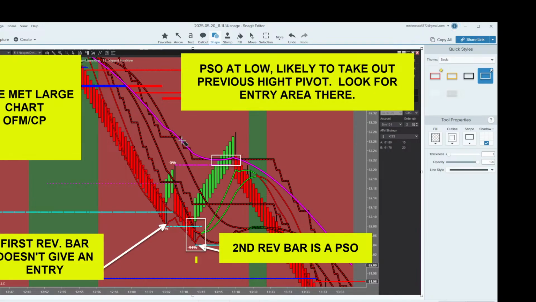I'm looking for the short trade, and it doesn't happen. And then when it creates the pivot stop out, I say to myself, all right, they're likely to take out that previous pivot. What do I have for entry there? There's your mid band. All right, good talk.